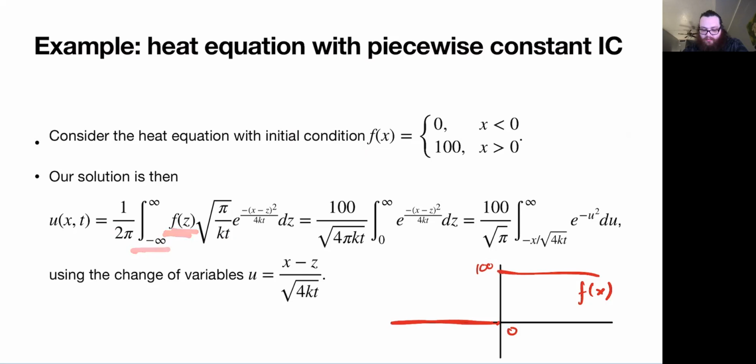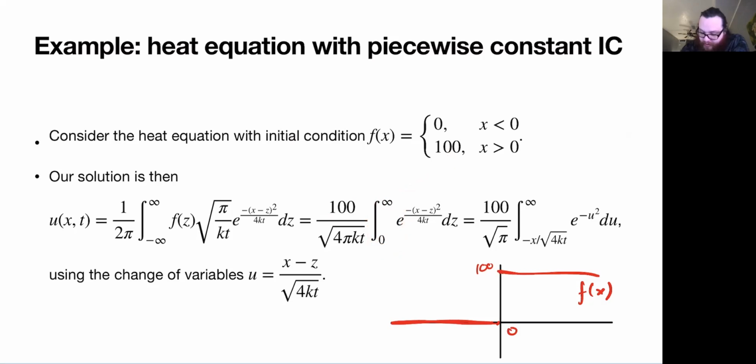This integral, we're going to have a 0 when we're integrating from -infinity to 0. And then from 0 up to infinity, this is going to be 100. So in practice, this integral becomes 100 times everything we had before, and the bounds of integration are now 0 to infinity, again because these are the bounds where our initial condition is non-zero.